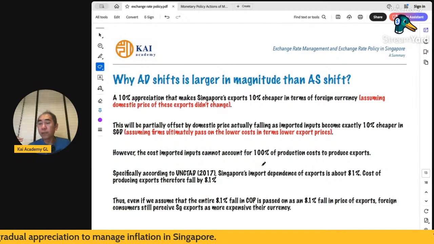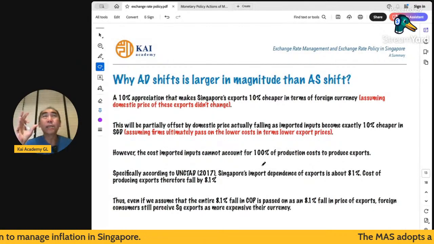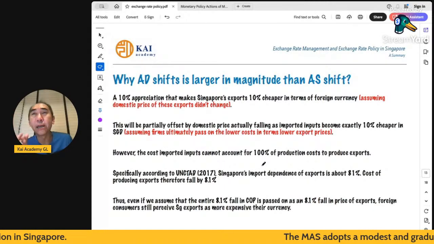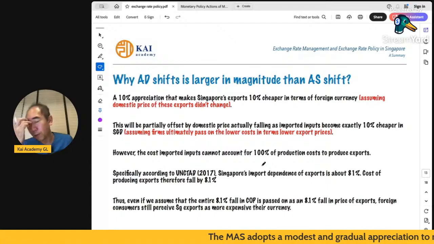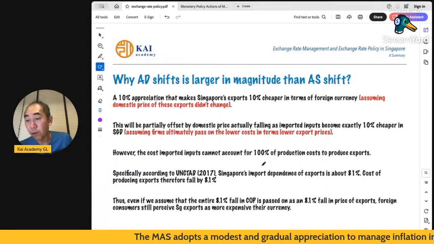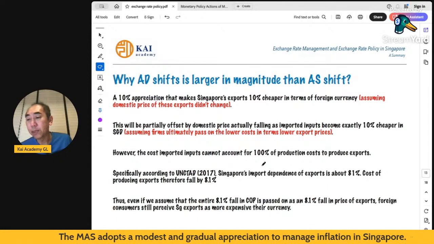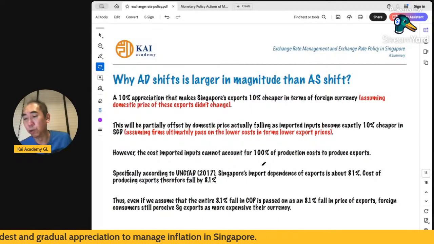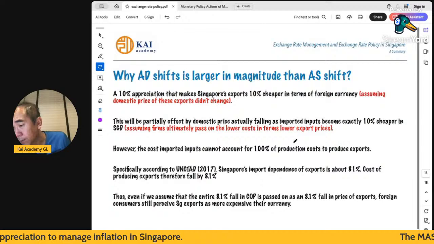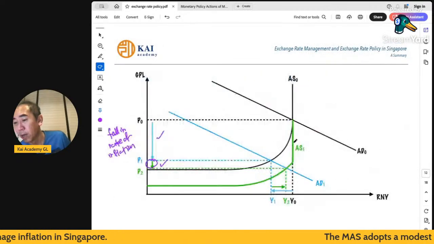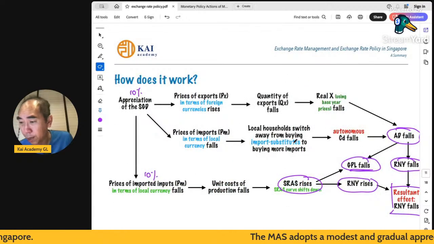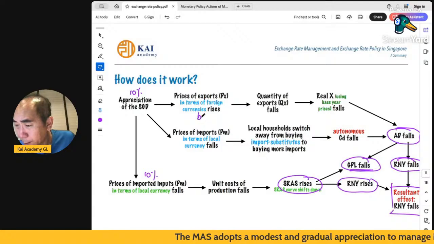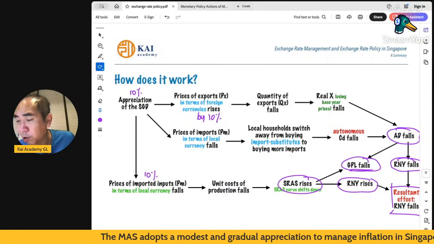Okay, so if you are not clear about why the AD shift is going to be bigger than the AS shift when there is an appreciation of the currency, it is that when you appreciate the currency, a 10% appreciation will lead to 10% cheaper goods. Let me see if I have this slide below. I don't have that slide here. So let me draw it here. A 10% appreciation will make prices of exports cheaper by 10%.